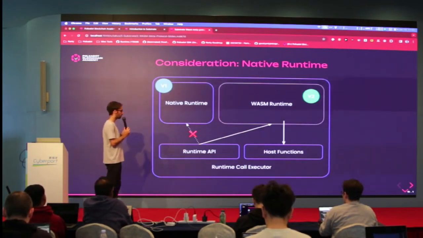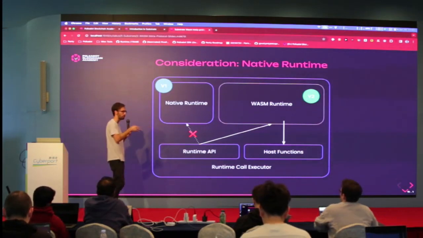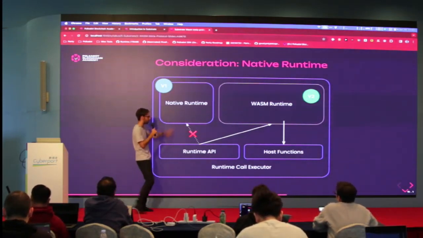So when the native runtime wants to call a host function, it's the same thing, but then that host function is just a normal function call because it's all in the node. It's all like, purple boxes.